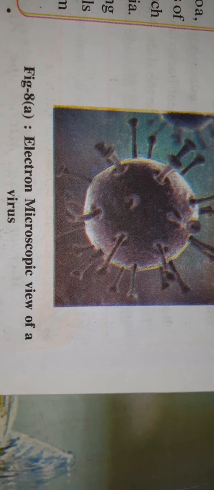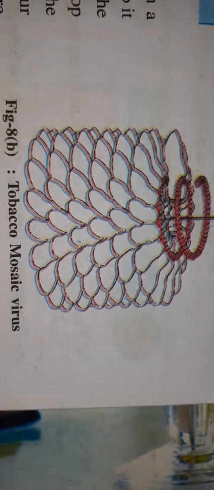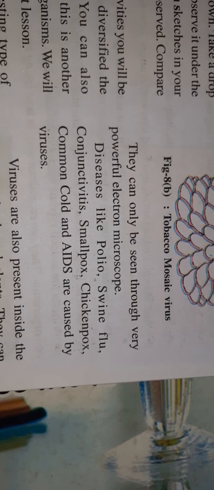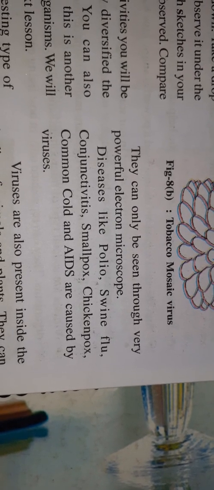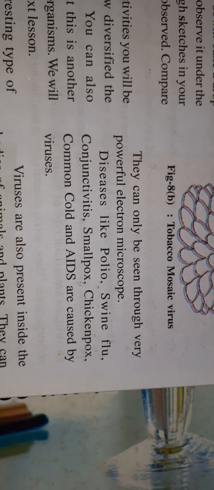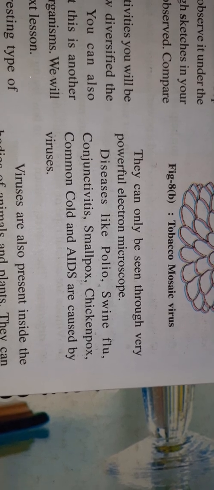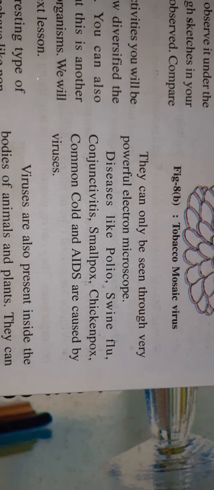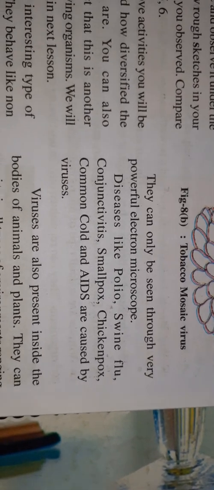When we observe in the electron microscope, you see structures like this. There is also the tobacco mosaic virus. Okay students, they can only be seen through a very powerful electron microscope, because in the electron microscope we see things more clearly. Diseases like polio, swine flu, conjunctivitis, smallpox, chickenpox, common cold and AIDS are caused by viruses only.